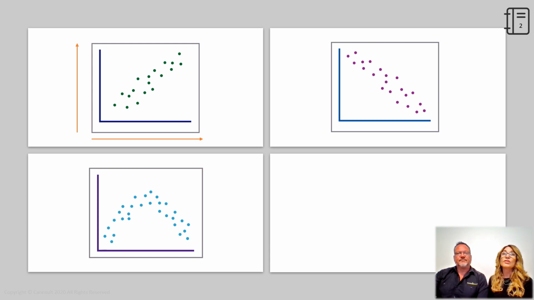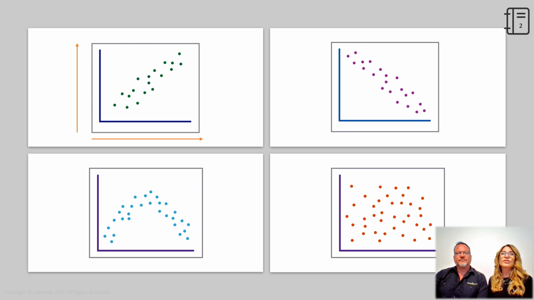The last pattern is no correlation at all. This pattern shows when there's no demonstrated relationship between the x and the y. So as x increases, so what?